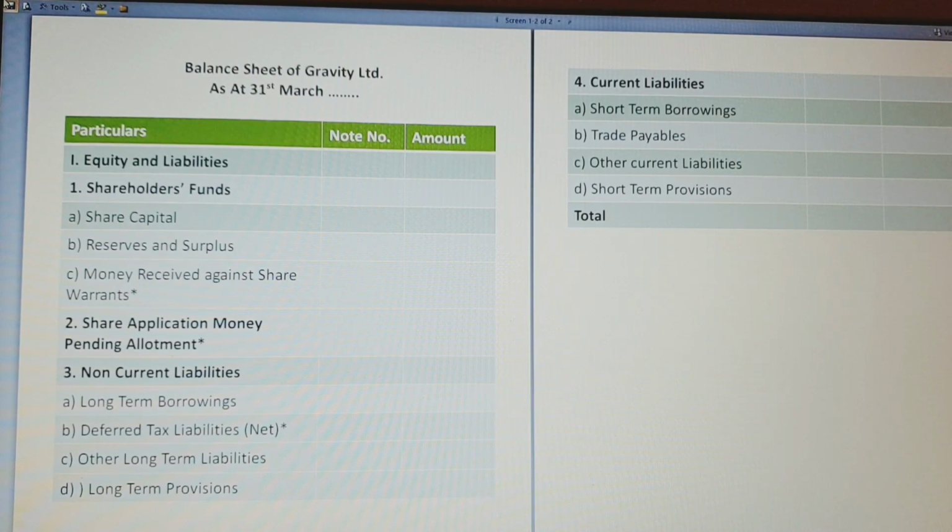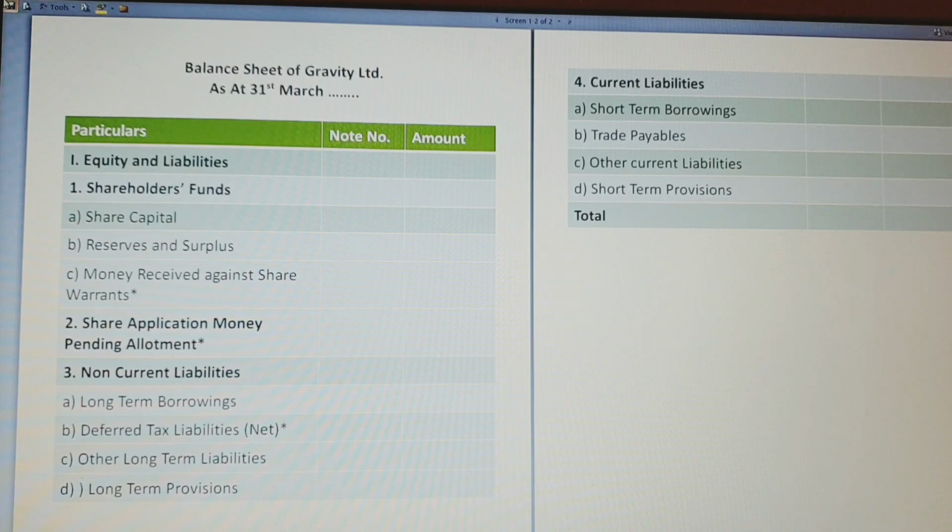This part of it will be dealt with in detail in the chapter on issue of shares. For now, you need to know the amounts marked with asterisks there, as you can see: money received against share warrants or share application money pending allotment. You just have to understand the meaning, and you have to know where it is supposed to be placed in the balance sheet. That's it. No accounting treatment is required for such items which are marked with the asterisks there.